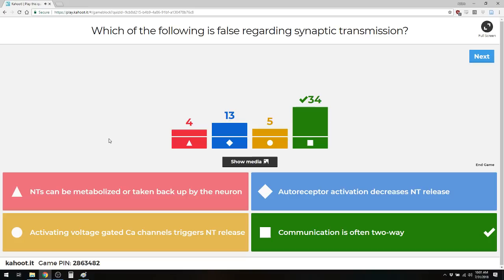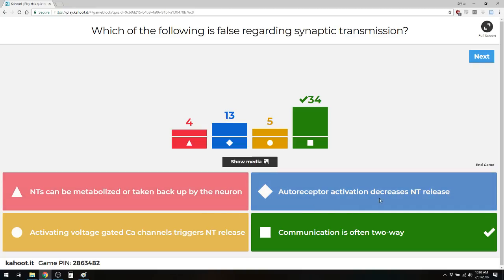All right, so let's look at this. Neurotransmitters can be metabolized or taken back up by the neuron. Absolutely, right? So we can either metabolize it right there in the synapse, or there are reuptake transporters, right? We have those for things like serotonin and norepinephrine, and a lot of our antidepressants work by blocking that. So yes, absolutely, we like to be efficient with our neurotransmitters and either metabolize them or recycle them back up into the neuron itself, okay?